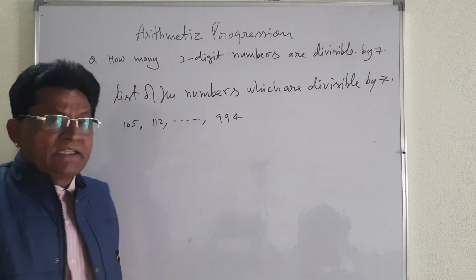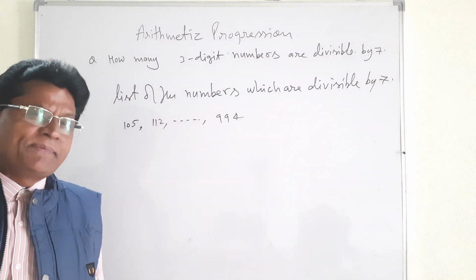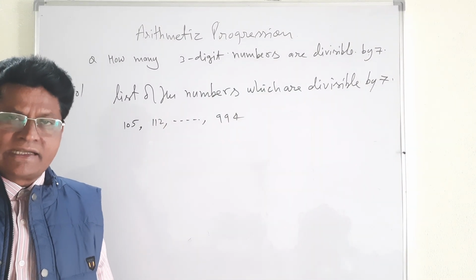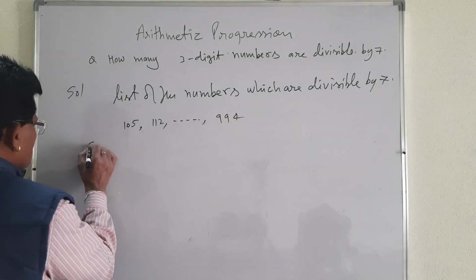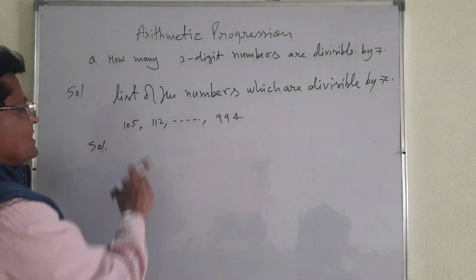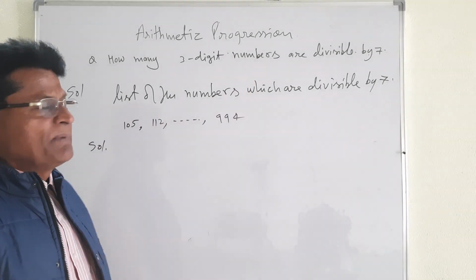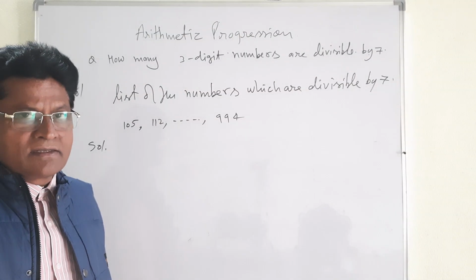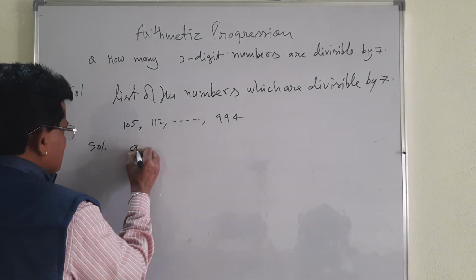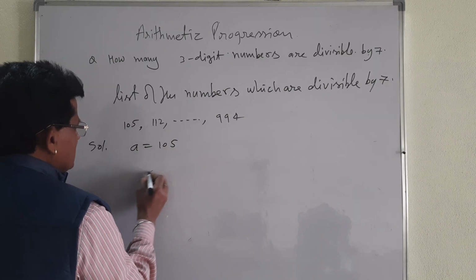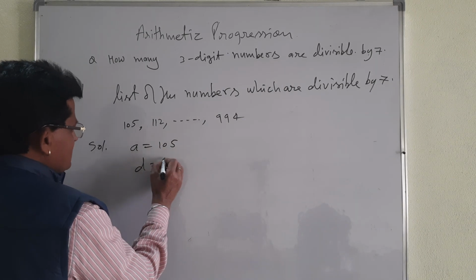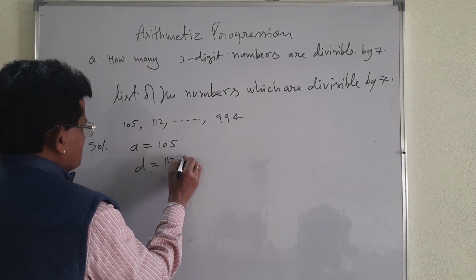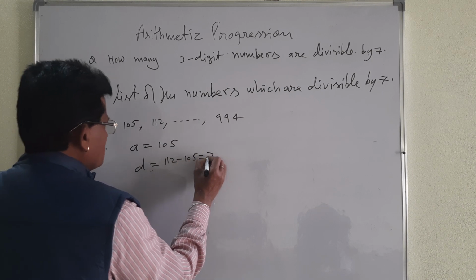How many numbers will be there in between them which will be divisible by 7? Let me find out. List the 3-digit numbers which are divisible by 7. Okay, first number is 105. What will be the common difference? 112 minus 105, that will be 7.